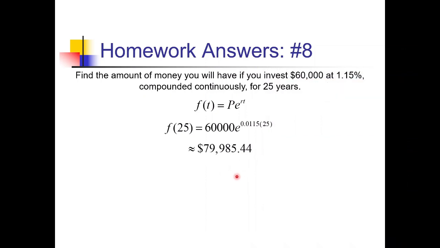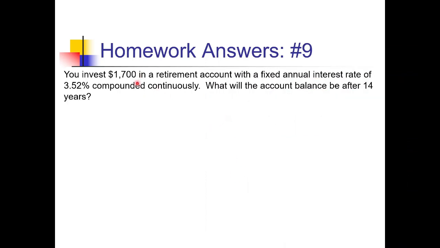There we go. For this one, we're investing $1,700 in an account with an interest rate of 3.52%, continuous compounding. So we want to know what's happening after 14 years. We're going to use the PERT formula because we're compounding continuously. So we're doing f of 14 equaling our principal of 1,700 times e to the, let's see, 0.0352 times 14.